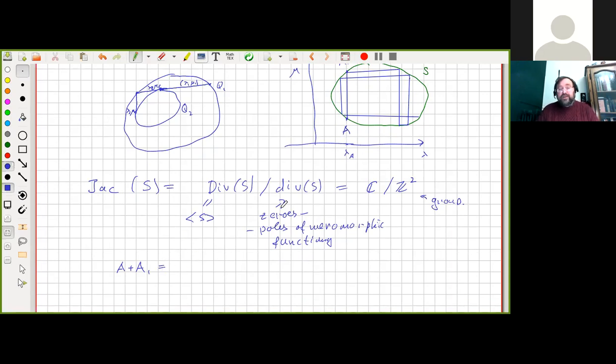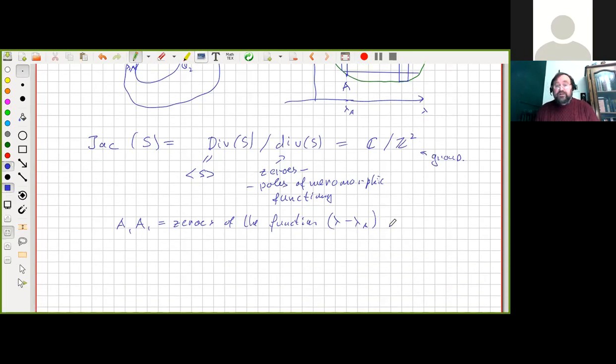So A plus A1 is the zeros of the function, zeros A and A1, zeros of the function lambda minus lambda A. And what are the poles of the function lambda minus lambda A? The poles of the function are just two of the four ramification points. So the function lambda minus lambda A.